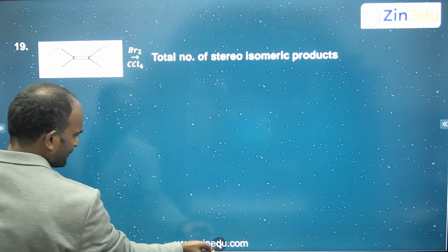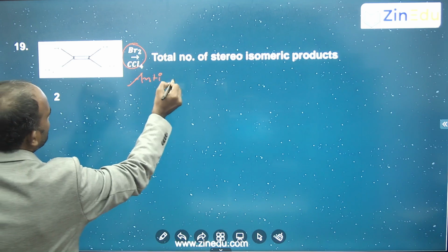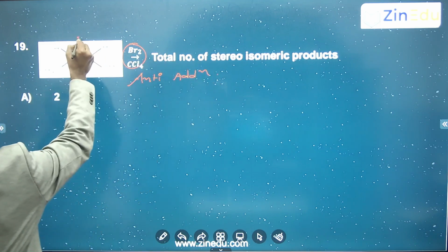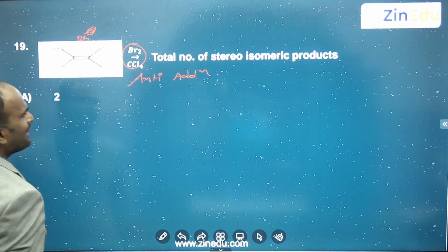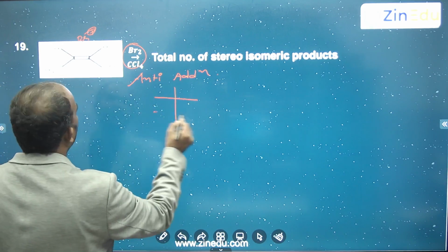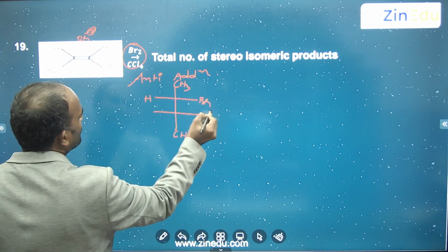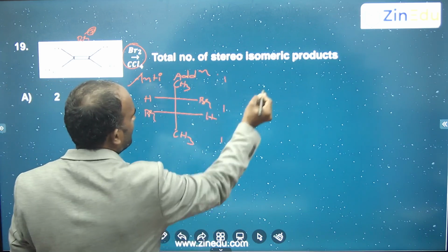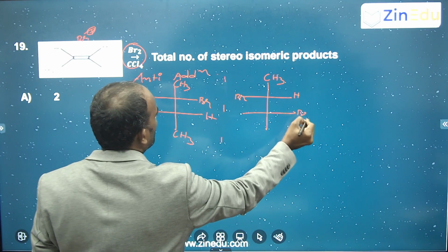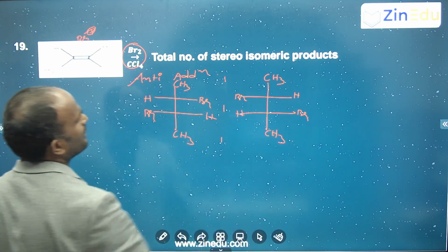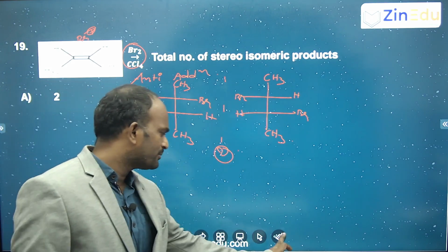Bromine in carbon tetrachloride. Therefore, it is going to be an anti-addition, because Br plus is going to attack here and form a bromonium ion. Another bromine has to attack from the opposite side, therefore it is an anti-addition. The compound formed is CH3, H, Br, H, Br, CH3 and another one, CH3, Br, H, Br, H, CH3. So two stereoisomers will be formed, right?